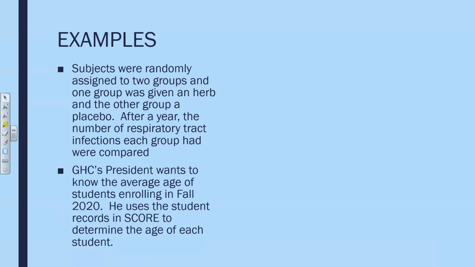GHC's president wants to know the average age of students enrolling in fall 2020. He uses the students' records in SCORE to determine the age of each student. That is purely observational. He used the records from SCORE to get the information. He didn't interact with the students, and he couldn't change their age if he wanted to. That's observation.